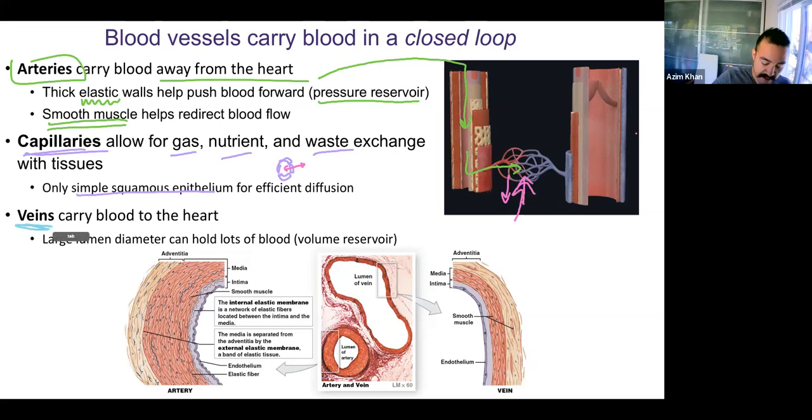Finally, veins carry blood back to the heart. At this point, blood has low levels of nutrients and high levels of wastes. So we want to return it to the heart, and then from the heart, send it to the lungs to reoxygenate our blood.